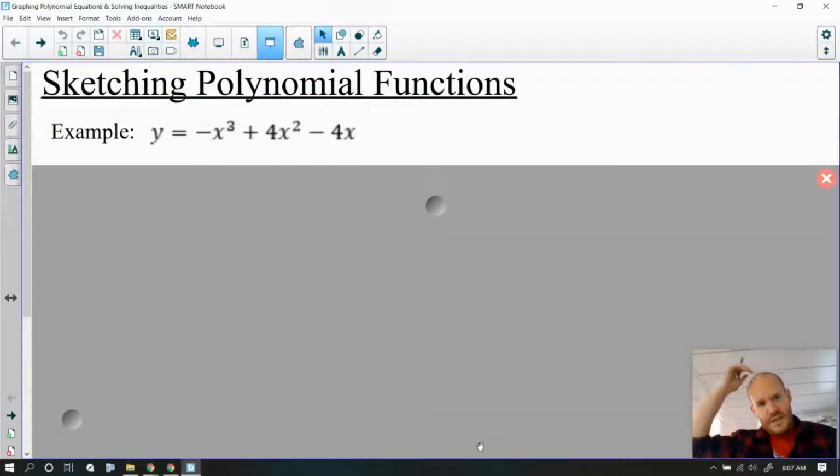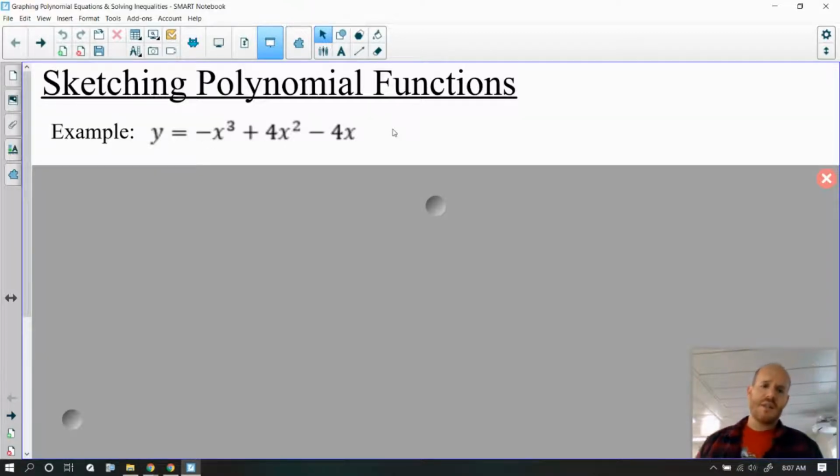Hi everybody. So in this video we are going to look at sketching polynomial functions and how we can use a sketch of a polynomial function to solve a polynomial inequality. So a polynomial function is anything of the form with x to the powers and coefficients combining those terms, an example of which is given here.